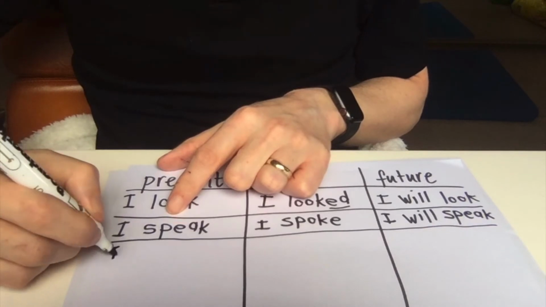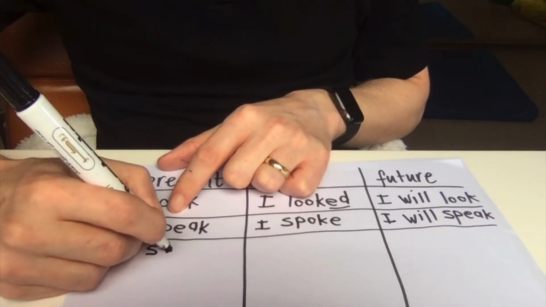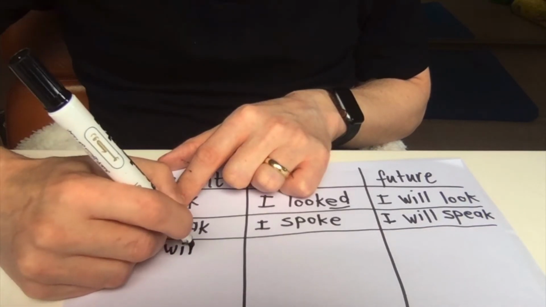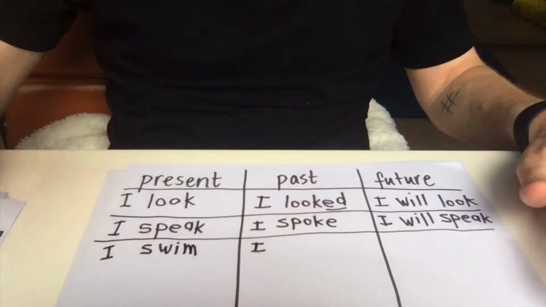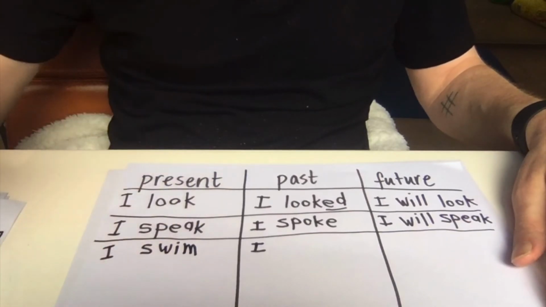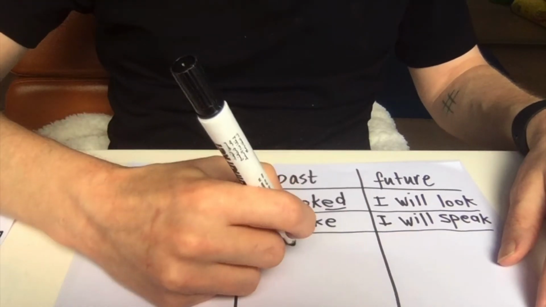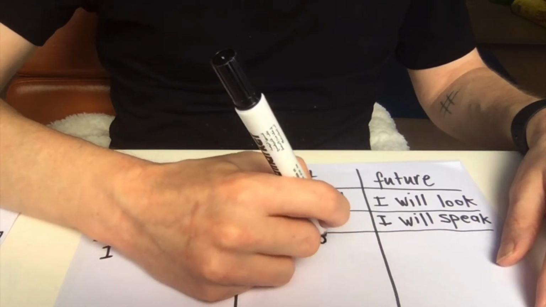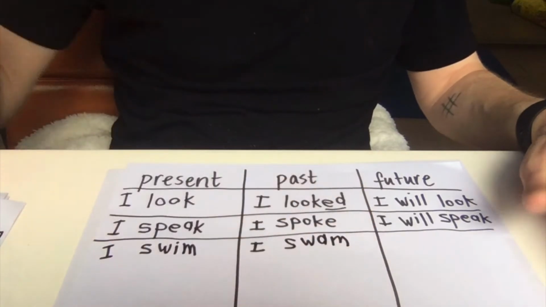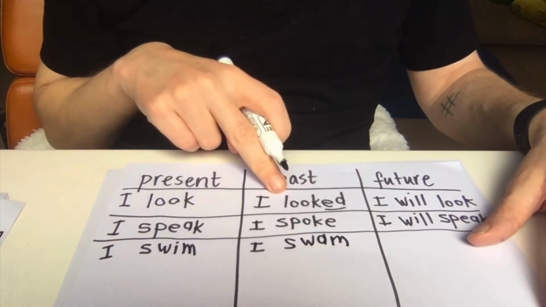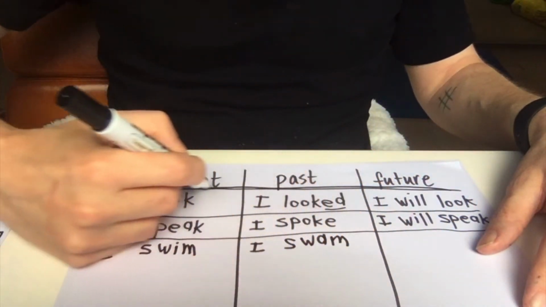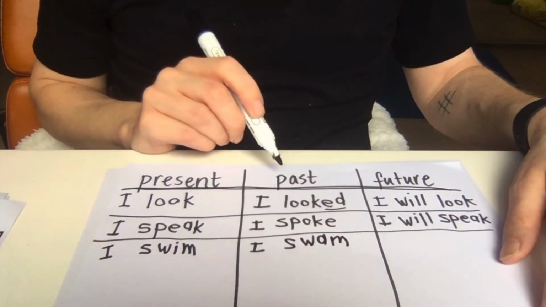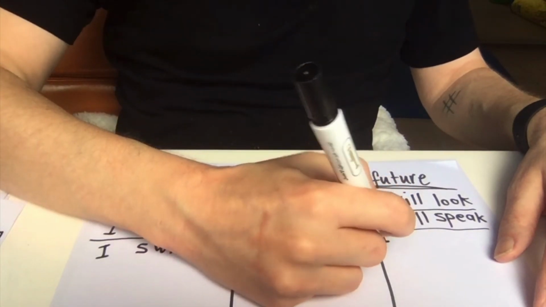I swim. Yesterday, no, we don't. This is another one we don't add ed. This one, yeah, you got it. We say I swam. Yesterday I swam. So that's the past tense. That's something that's already happened. I swam. I did it. I've done it already. In the future, I will swim.